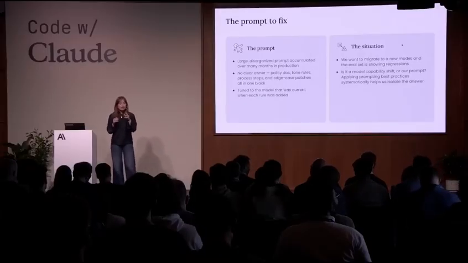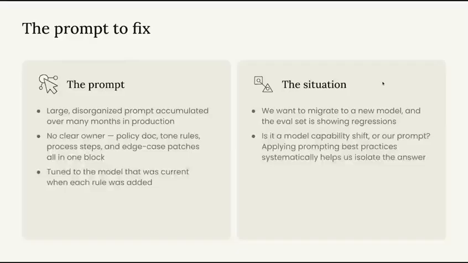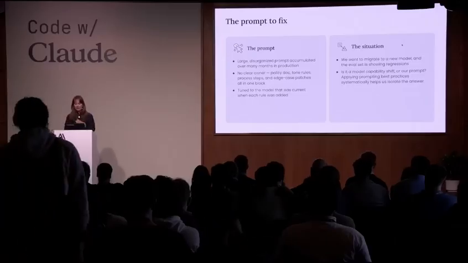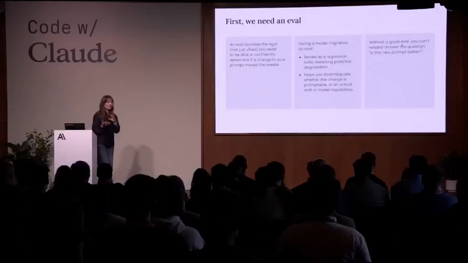So imagine that we have a prompt that multiple people have been collaborating on, contributing to. There's no clear owner. It covers a lot of different areas like policy, like tone, processes, and we have some patches for previous models that we've migrated to, all mixed together. It's built up and it's complex. And when we're migrating to a new model, we're finding that suddenly a lot of our test cases are no longer working as well as we expected. So what's actually going on here?